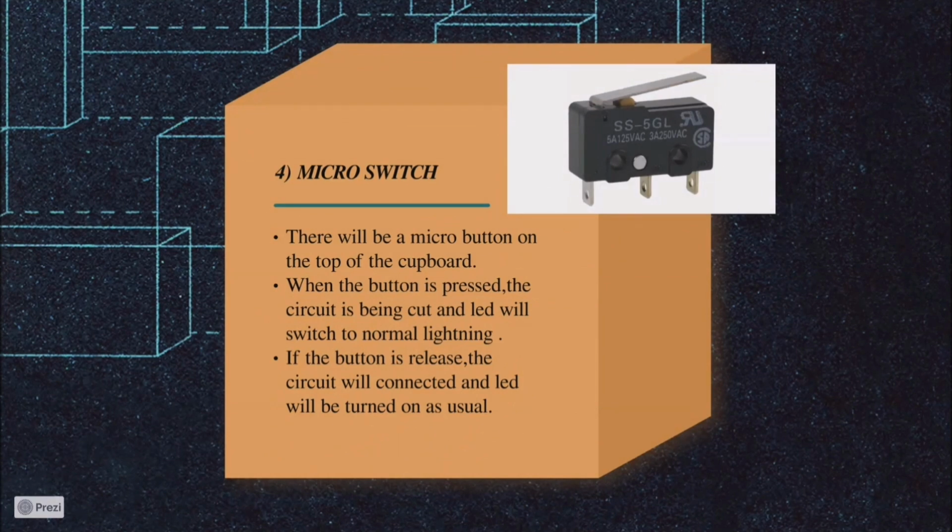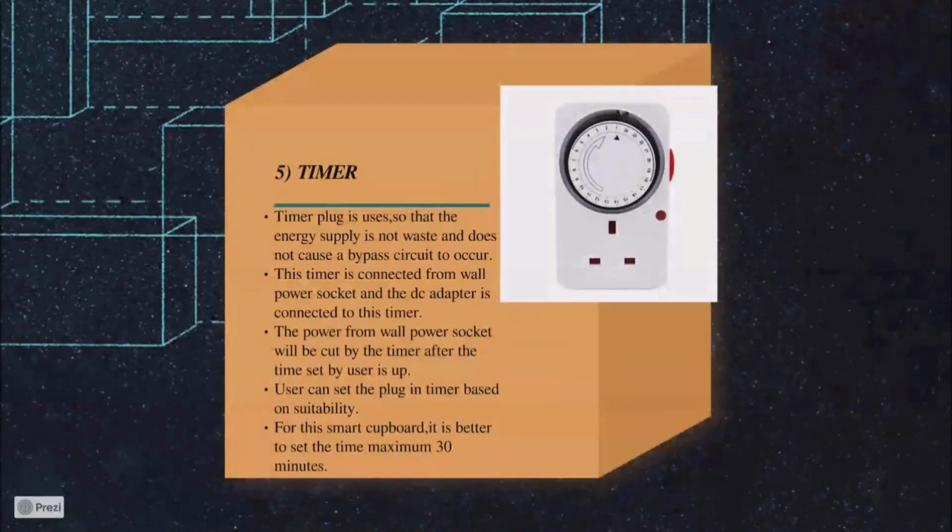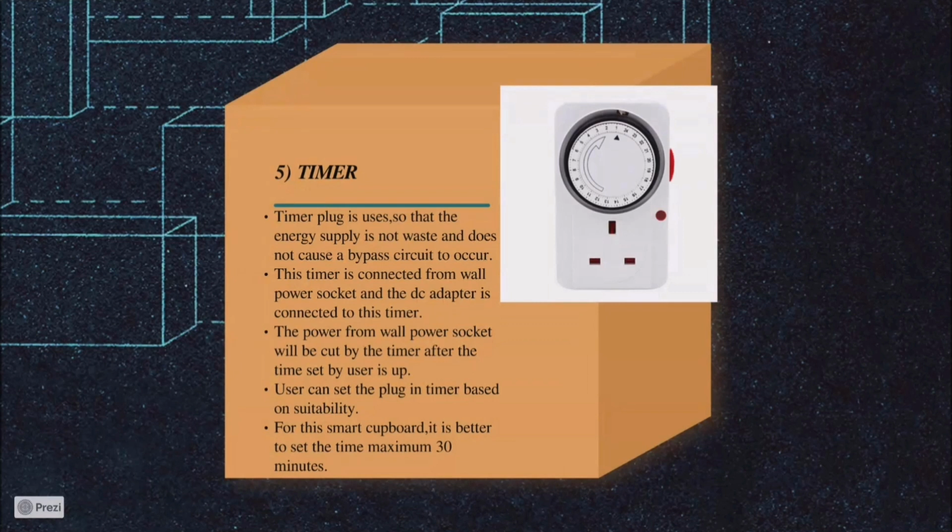Lastly, timer. In this cupboard, a timer plug is used so that the energy supply is not wasted and does not cause a bypass circuit to occur. This timer is connected from the wall power socket and the DC adapter is connected to this timer. The power from the wall power socket will be cut by the timer after the time set by the user is up. User can set the plug in time based on suitability. For this smart cupboard, it is better to set the time maximum 30 minutes.